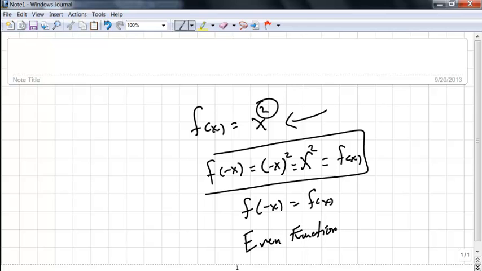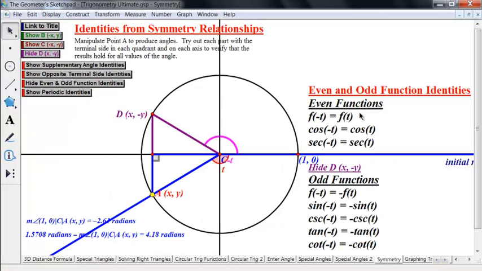And so notice what we're saying here, another way to say this, is that cosine and secant are even functions. When you do f of the opposite of t, you get the same as f of t. In other words, cosine of minus t is the same as cosine of t, and secant of minus t is the same as secant of t.